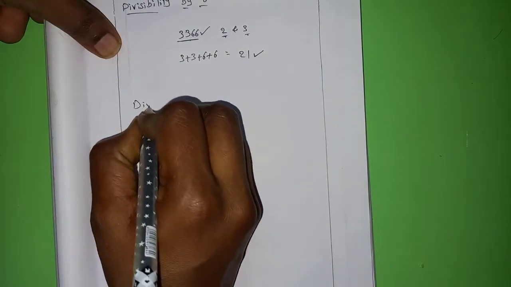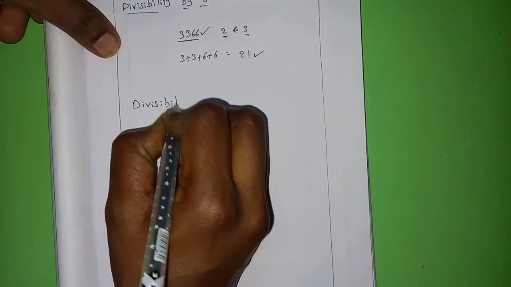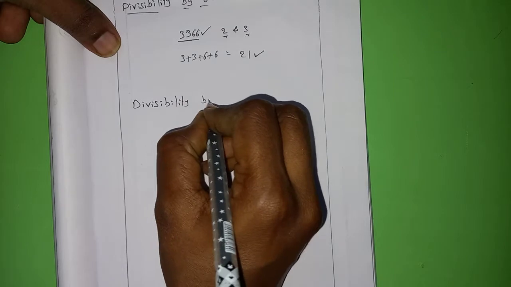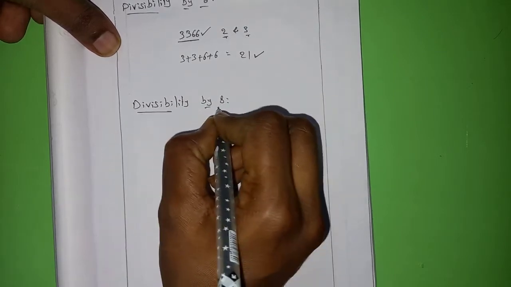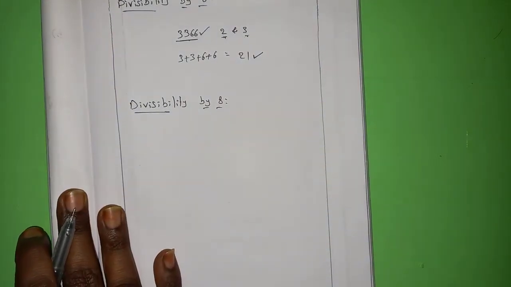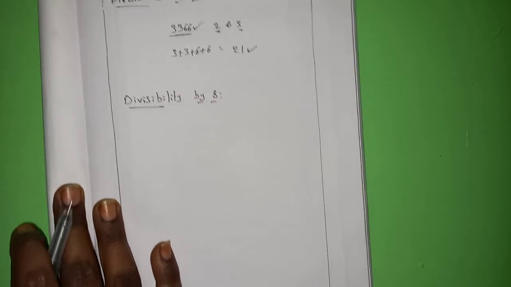There is no divisibility rule for 7. The next one is divisibility by 8. This is something like 4 only.